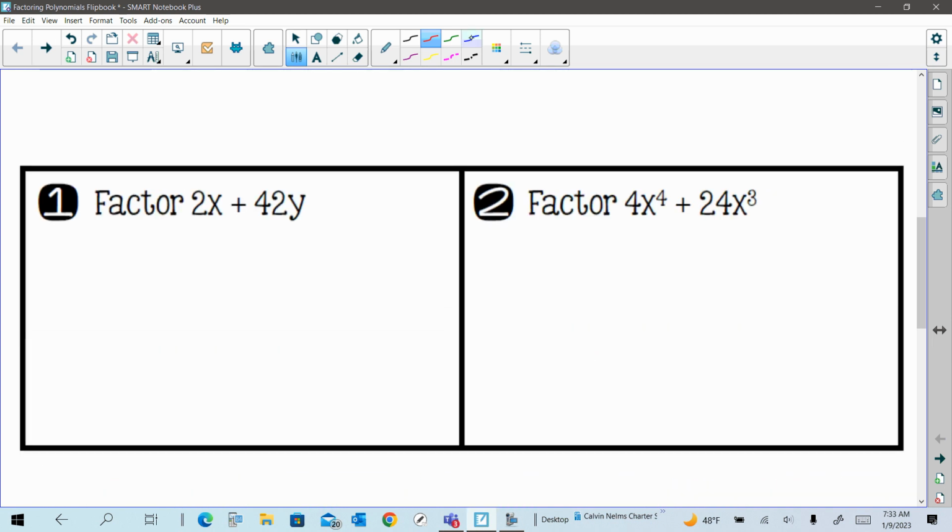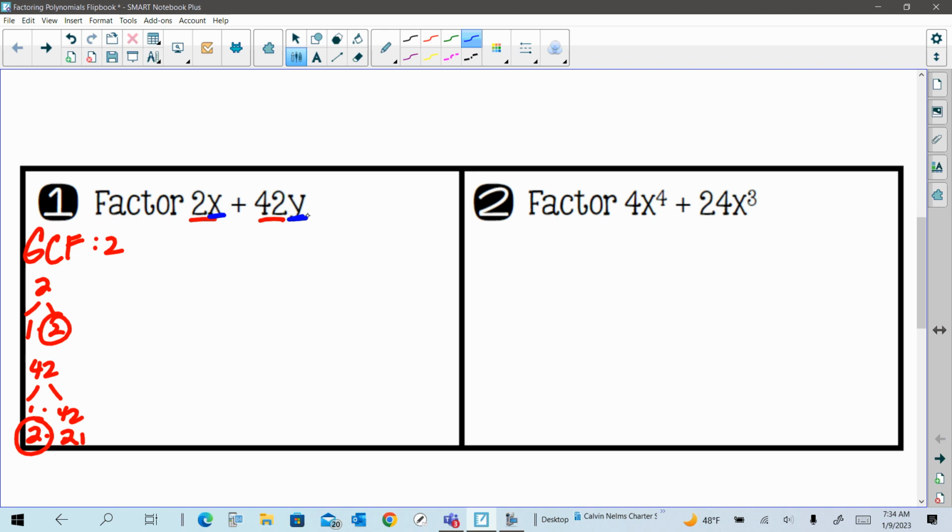So the first thing I do is I look at 2 and 42. What is the greatest common factor between them? It's just 2. My 2 has factors 1 times 2. My 42 has factors 1 times 42, but then 2 times 21. So 2 is the one they have in common. That's what you're using. Then you look at the letters. I have an x and a y. They're different, so there's no letter that they have in common.